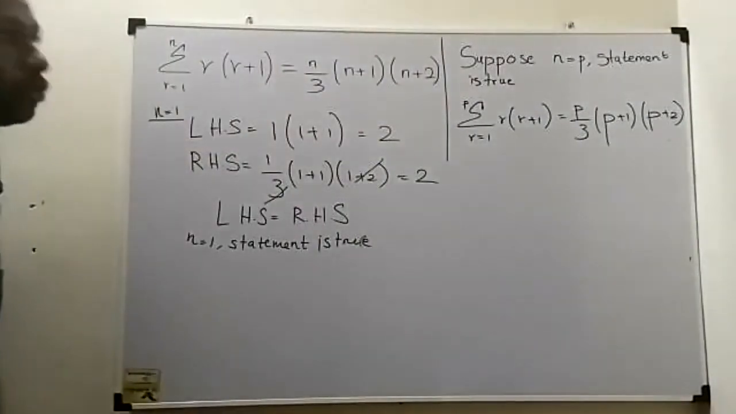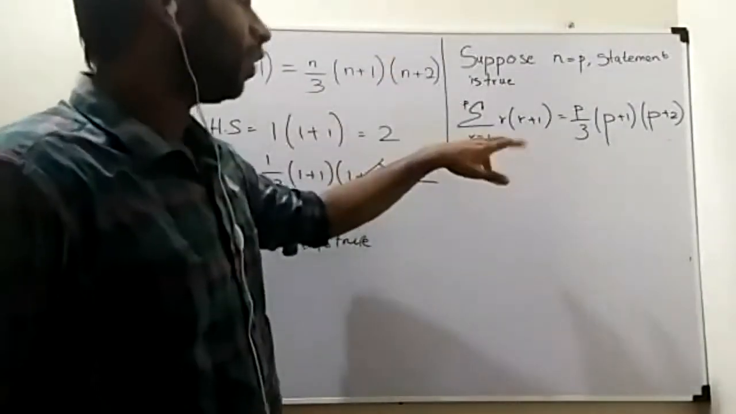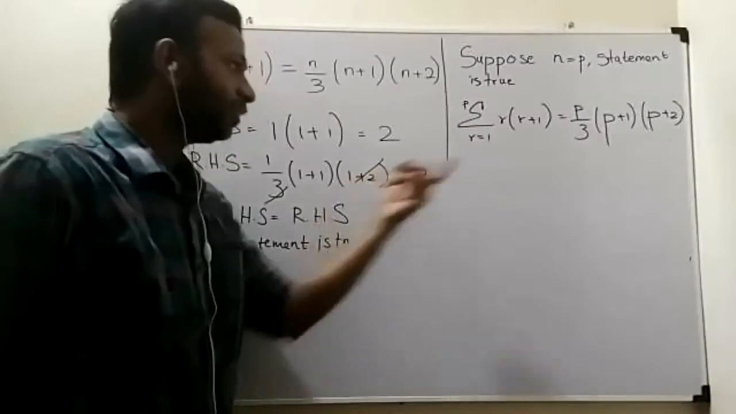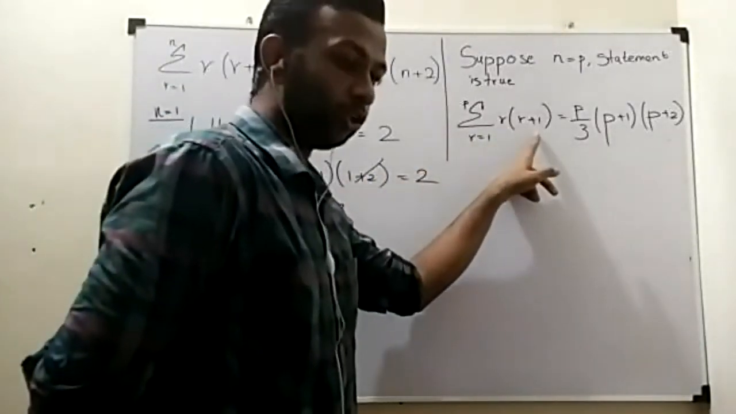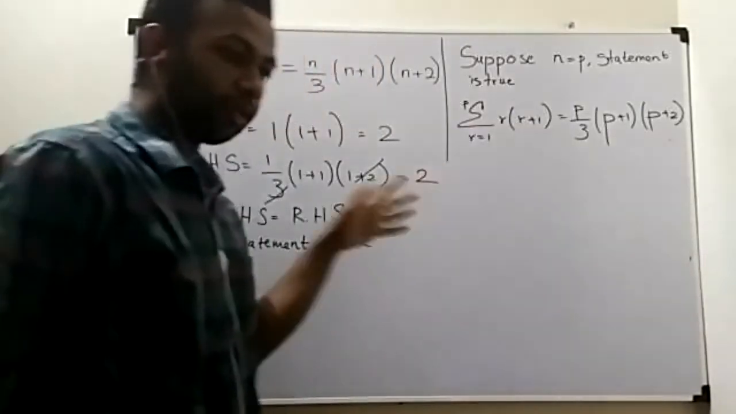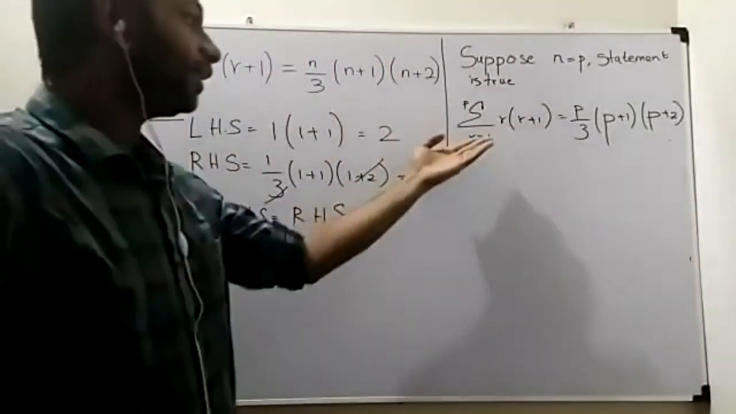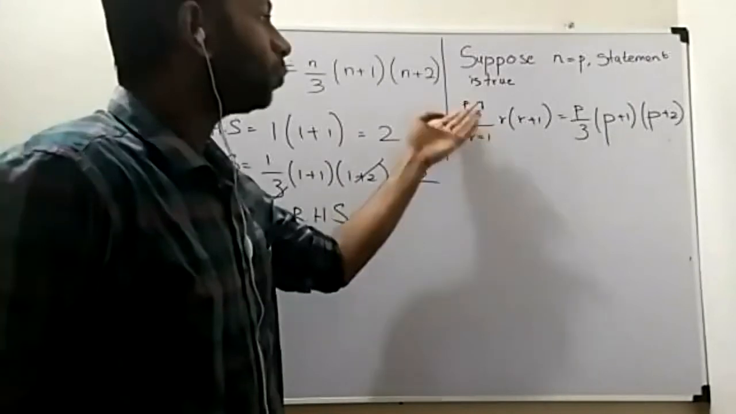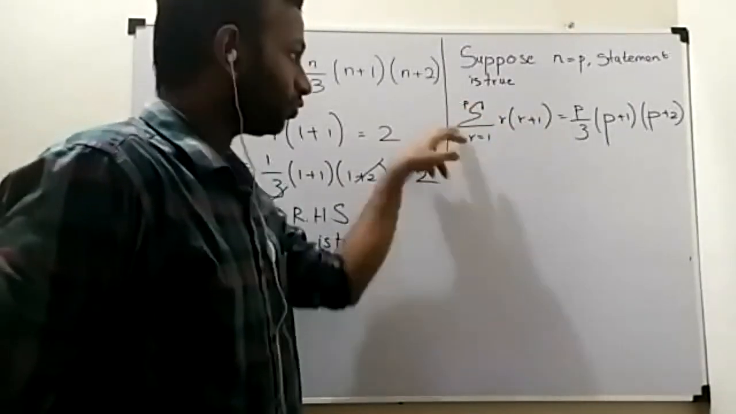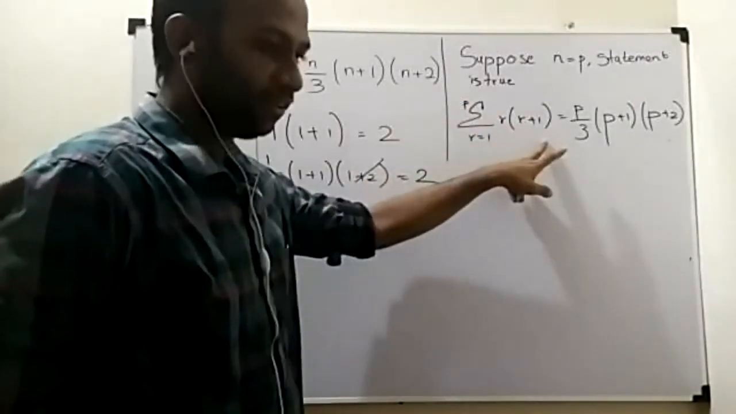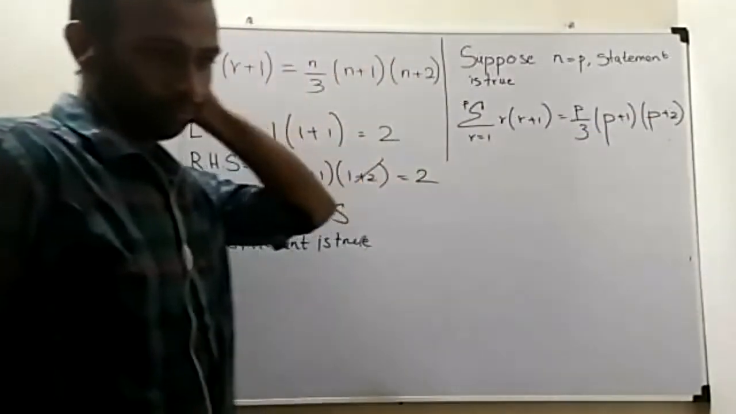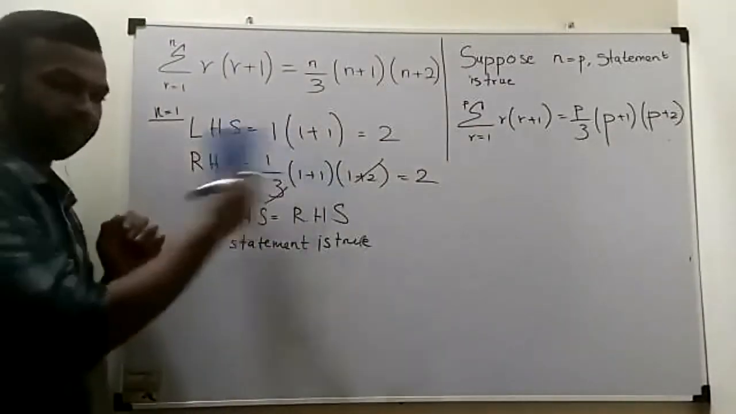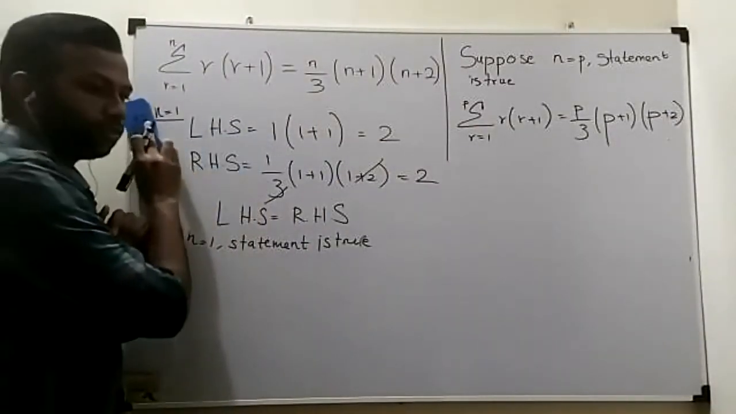So this is what we assume. Now one common mistake people make is that they substitute p for r here. But you don't substitute p. What it means is r goes up to p, r equals 1 to p. For r, we just substitute the values. So don't put p here. The p should be on this side: p over 3, p plus 1, p plus 2. Now, I'll erase this part for a bit.